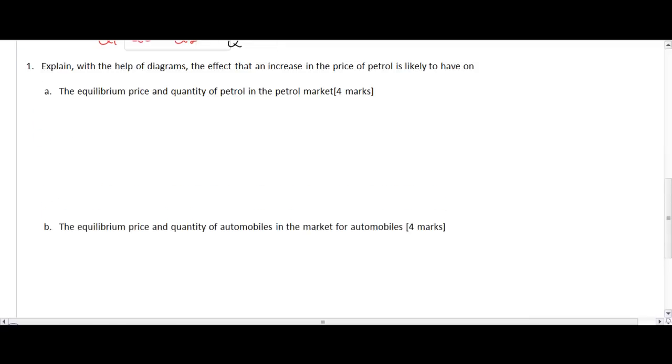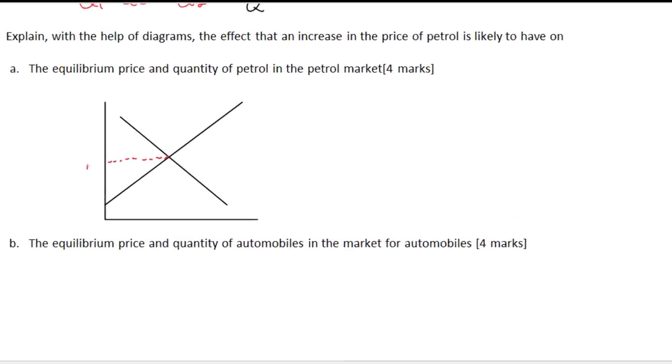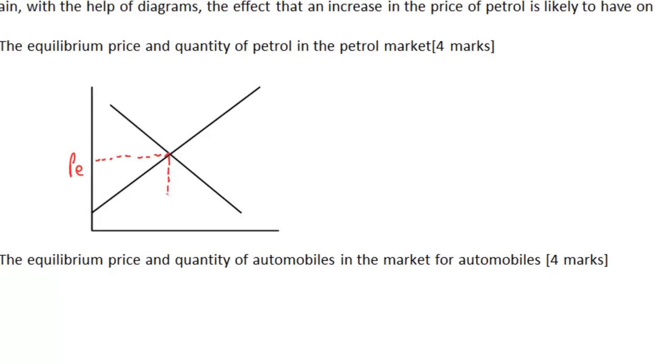So let's start with the market diagram for petrol. Now again, a market diagram must include both a demand curve and a supply curve for a good, since a market is where buyers and sellers meet. We'll start with an equilibrium price of PE and an equilibrium quantity of QE. Don't forget to add all of your labels to a graph as well.